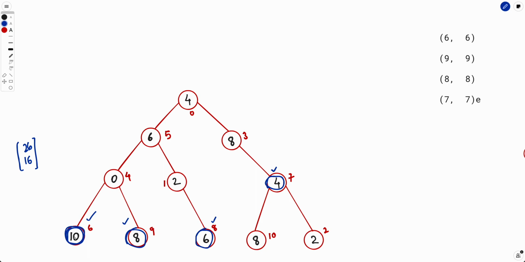So what will the value be now? 5 plus 4 is 9, plus 3 is 12, plus 2 is... sorry, 12 plus 2 is 14. So the value now is 14, which is better than both 26 and 16.